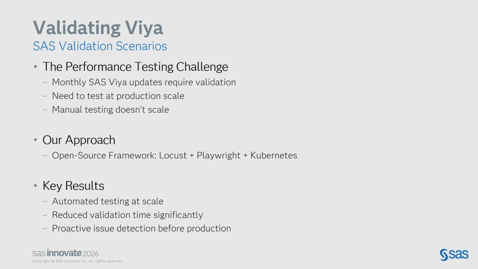The reason for that is there is production-level concurrency, which means testing with 100 plus concurrent users and a number of workloads. So that's where we came up with an approach. It's open source. I'm not sure if it is publicly available, but I think eventually it's going to be. So we collaborated with SaaS, and that's where we used Locust, Playwright, and Kubernetes.